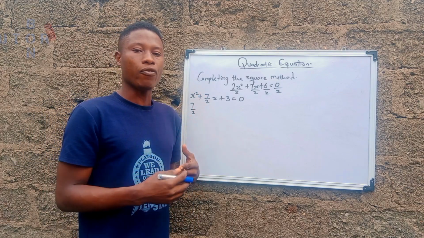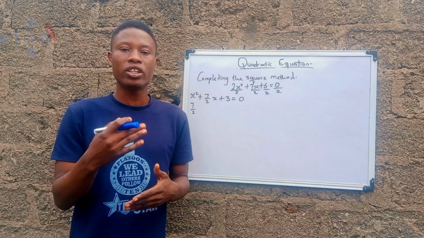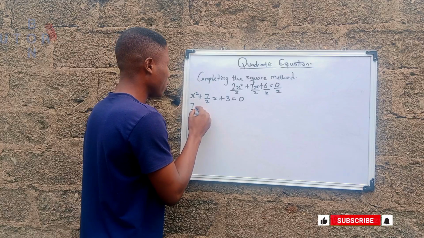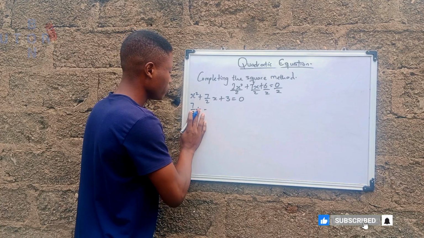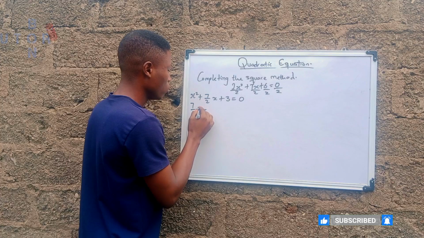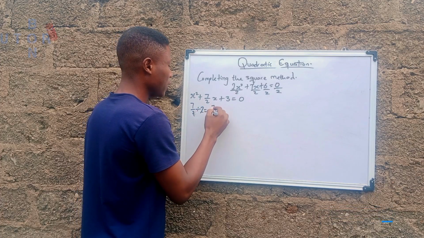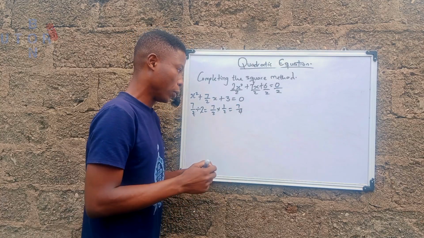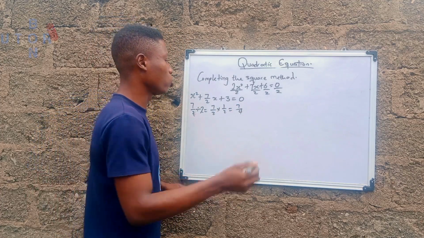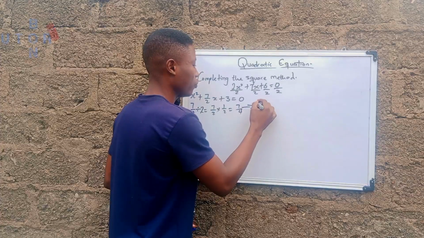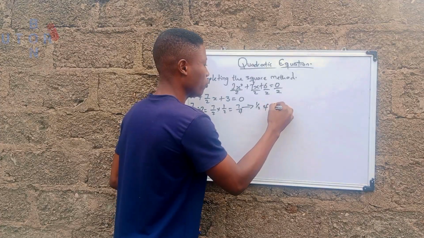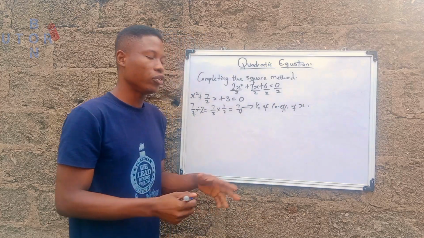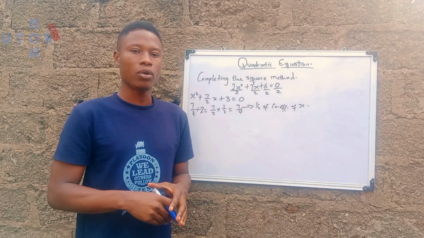If you are looking for half of the coefficient of x here, that means you'll be dividing 7 over 2 by 2. Dividing 7 over 2 by 2 gives you 7 over 2 multiplied by 1 over 2, which equals 7 over 4. So this is half of the coefficient of x, which is the next step you have to take.